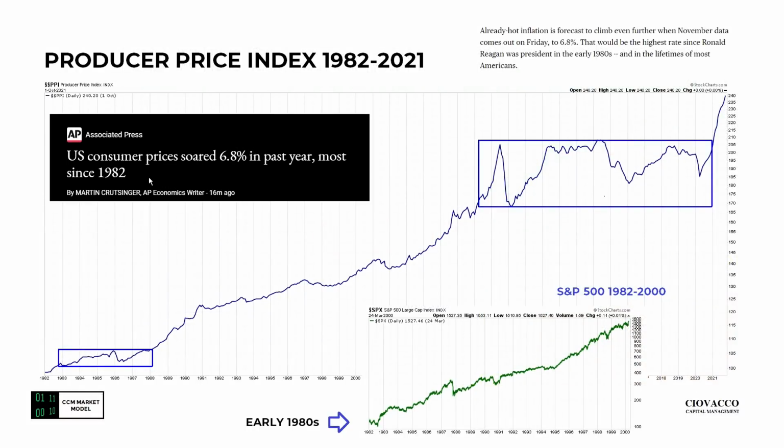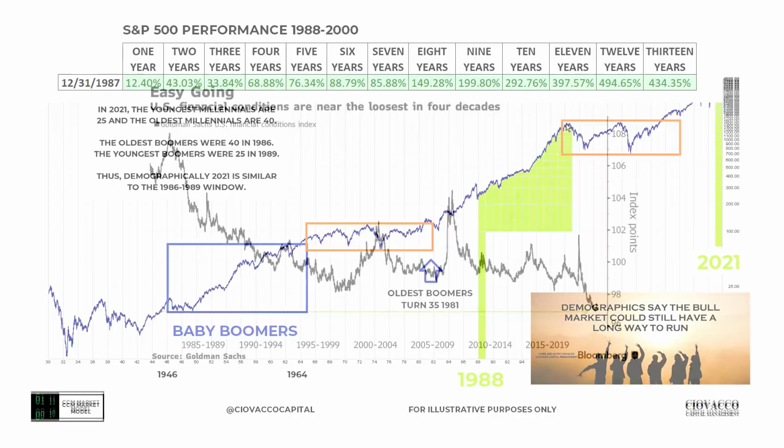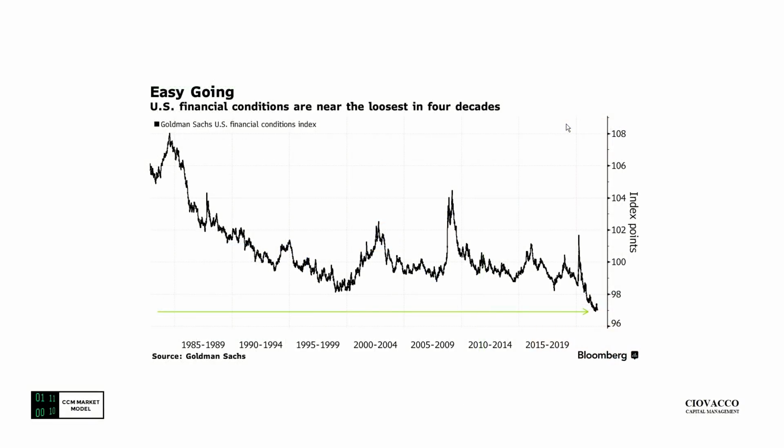This is a headline dated Friday, December 10th. Notice it mentions 1982. 1982 is in the relatively early stages of this secular trend here. Hard to make an argument that inflation in 1982, which is similar to the inflation today, was bad for stocks on a long-term basis. Here's a chart that we covered in recent weeks.